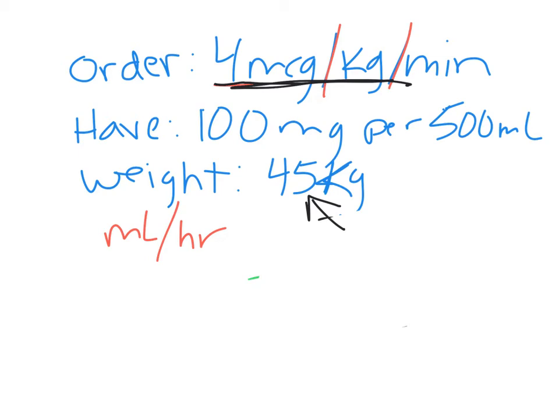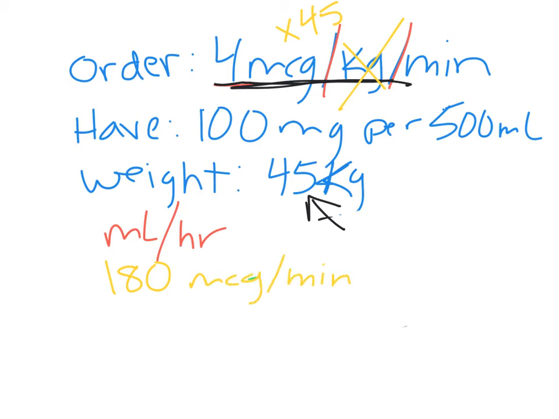So what I always do is take that as my first step. I multiply by that weight. In our example, it's 45 kilograms, because that helps me get that part out of the way, that it's so many micrograms per kilogram. 4 times 45 is 180. So now we've already eliminated this part, meaning that, based on our patient's weight, they need 180 micrograms every minute.